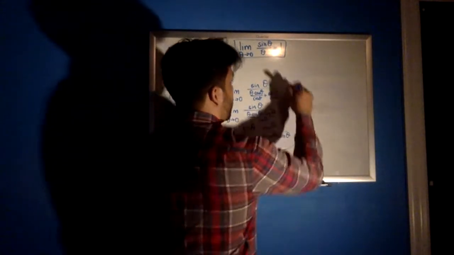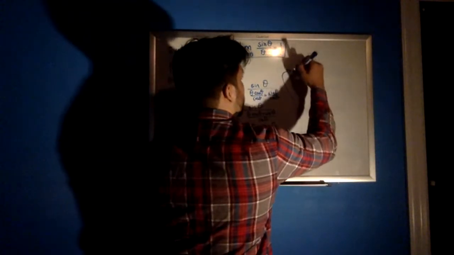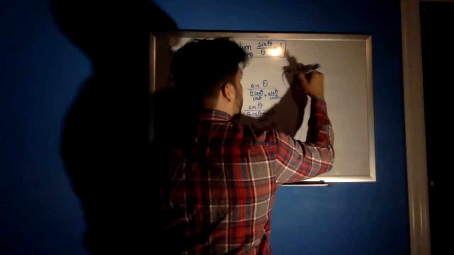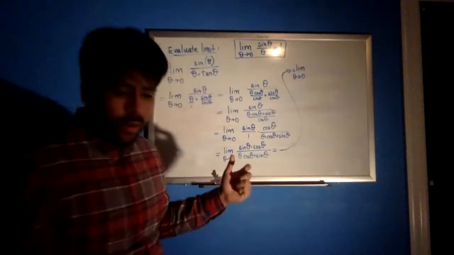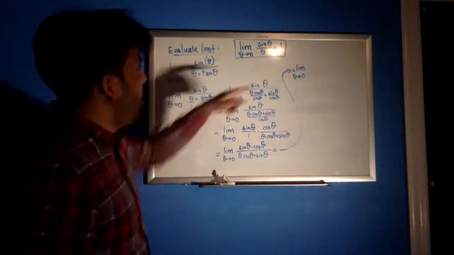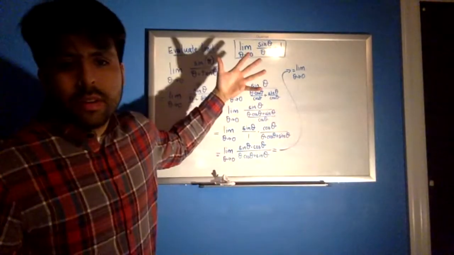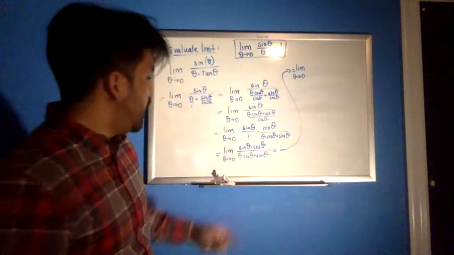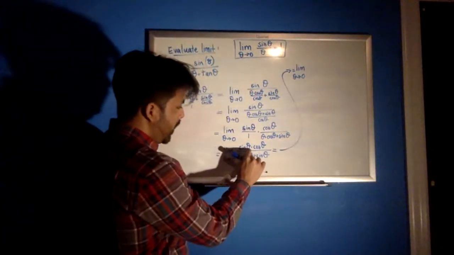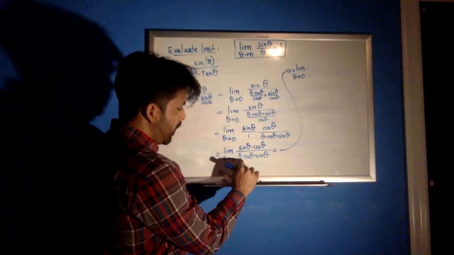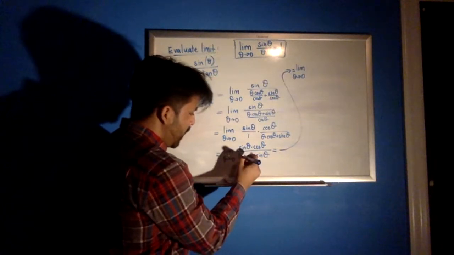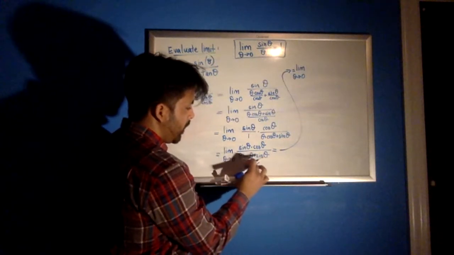I'm going to write this over here. This is the limit as theta goes to 0. Now, algebraically, what I want is for sine of theta over theta to appear somewhere. I have this sine theta here, and I have this theta here. But the problem is this theta here is attached to this cosine theta.